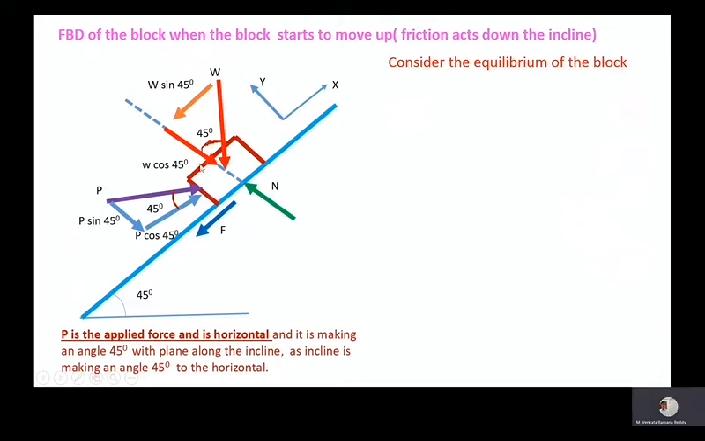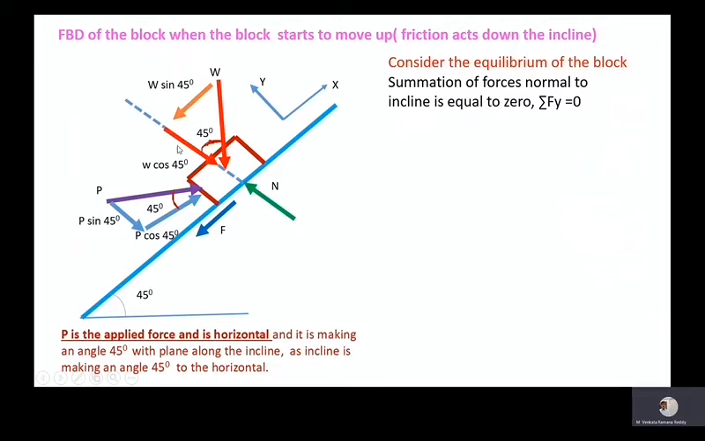Now we'll consider the equilibrium of this block, that is, the summation of the forces along the incline as well as the summation of the forces normal to the incline are 0. First we'll consider the summation of the forces normal to the incline, that is, sigma Fy is equal to 0. What are the forces normal to the incline?